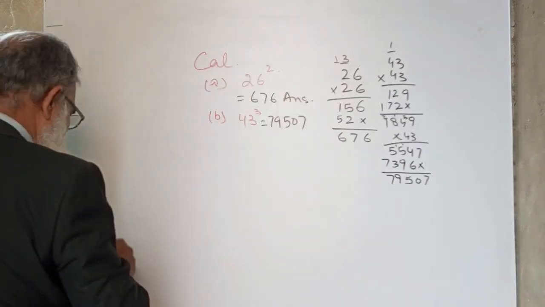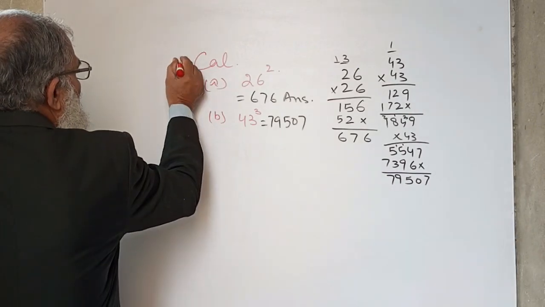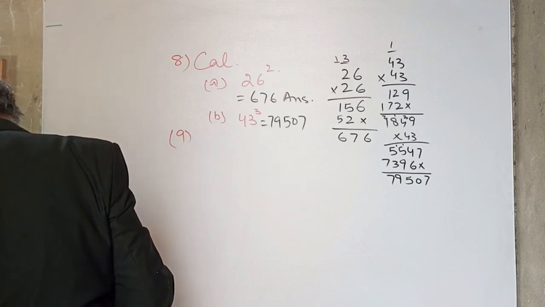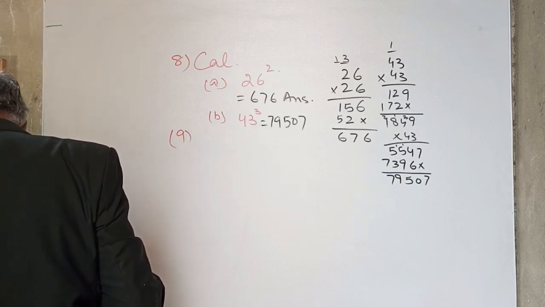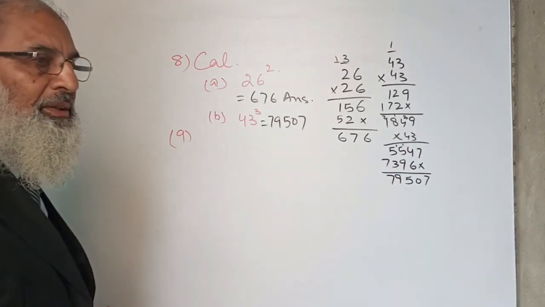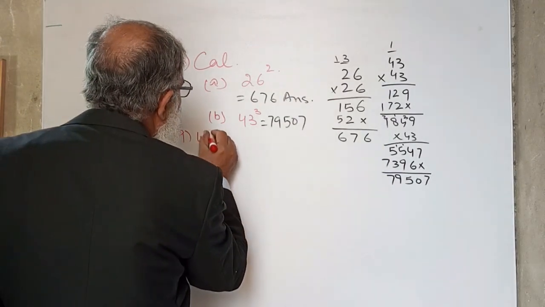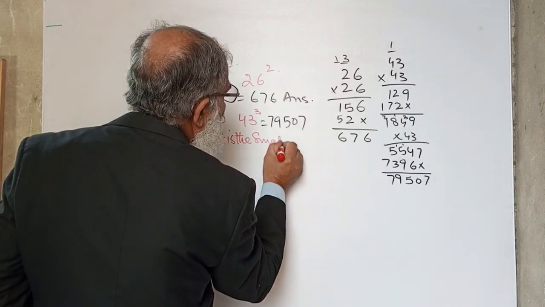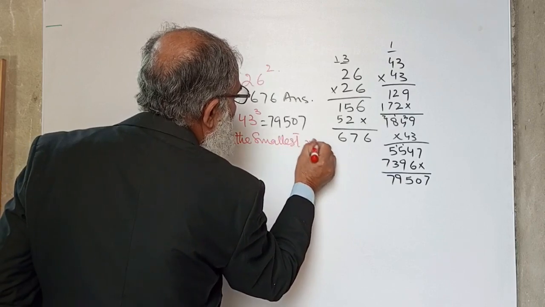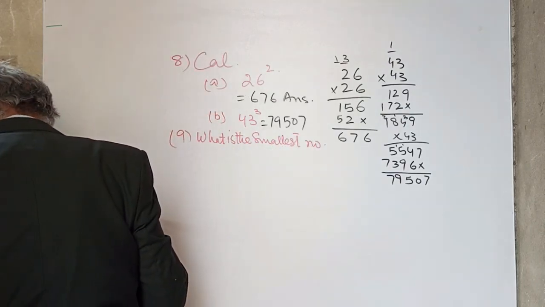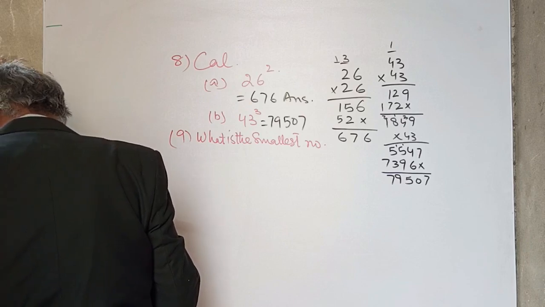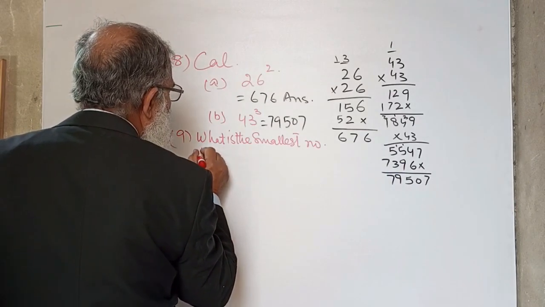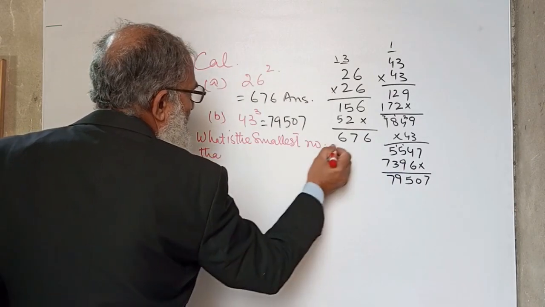So this was question number 8. Question number 9: what is the smallest number greater than 100? What is the smallest number greater than 100?